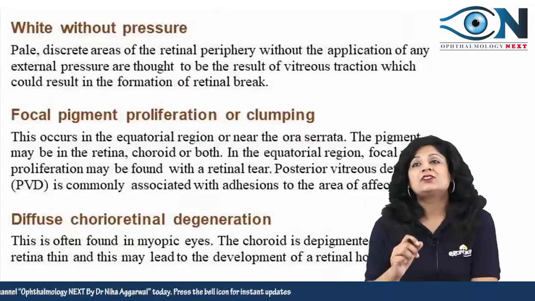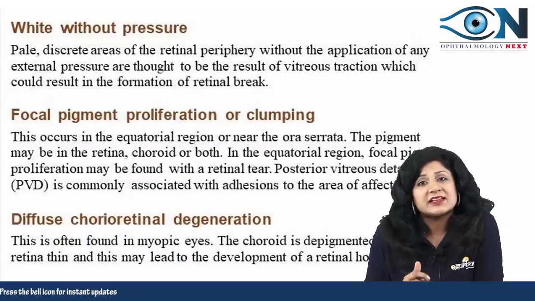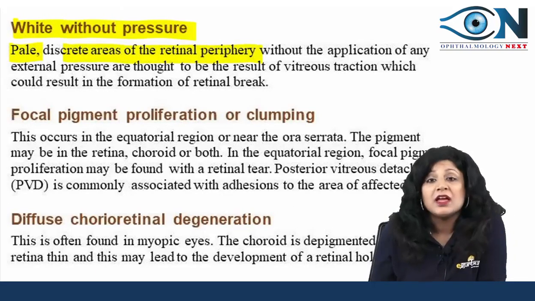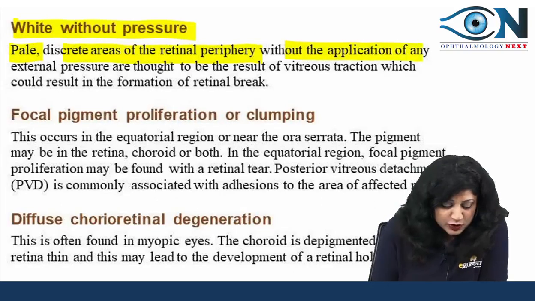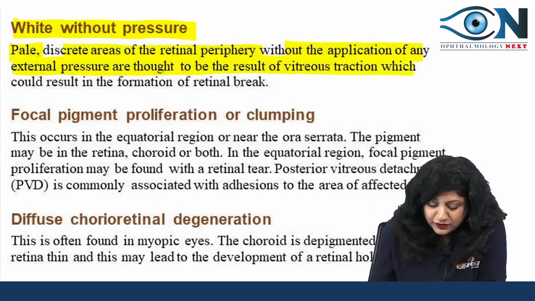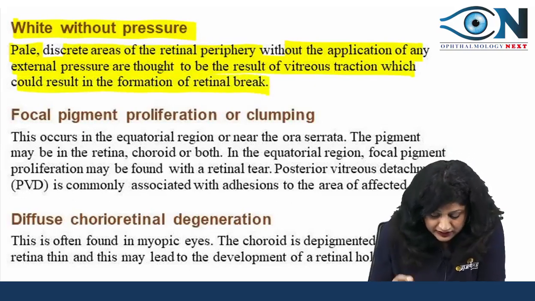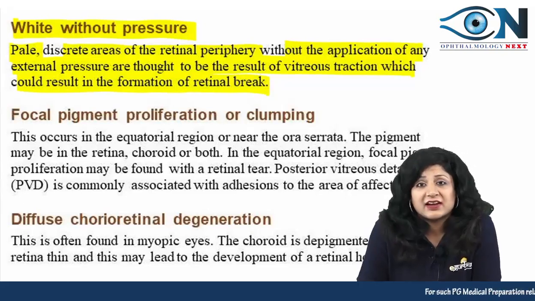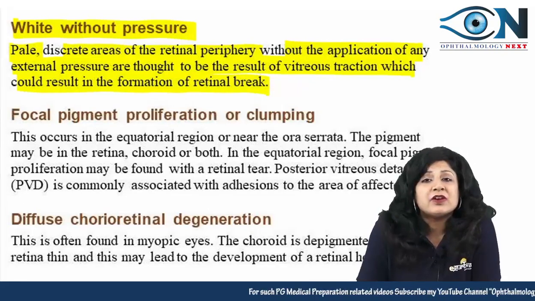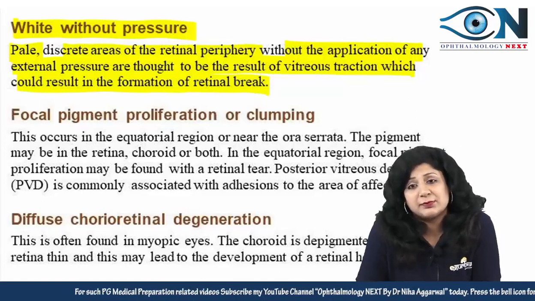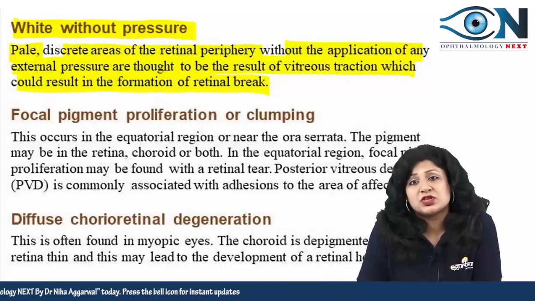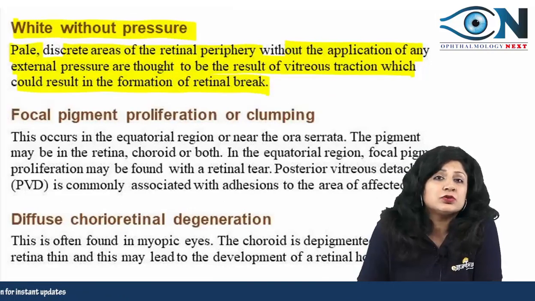Now one thing is called white without pressure. Now what is the exact meaning of this? White without pressure. So it is white. White means pale discrete areas of the retinal periphery without the application of any external pressure. They are the result of vitreous traction, which could result in the formation of a retinal break. So as the name explains, it is white. White means pale. You are having the discrete areas which are present in the periphery even without applying the external pressure. And because they are without the pressure, that means they are due to the traction, that is fibrosis, and that can lead to the retinal hole.